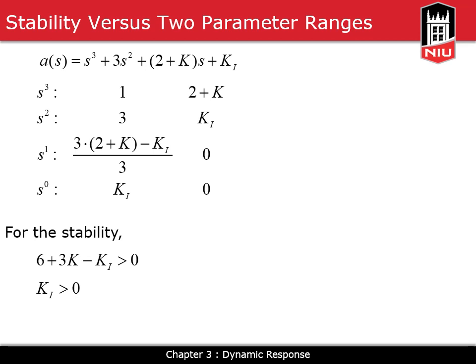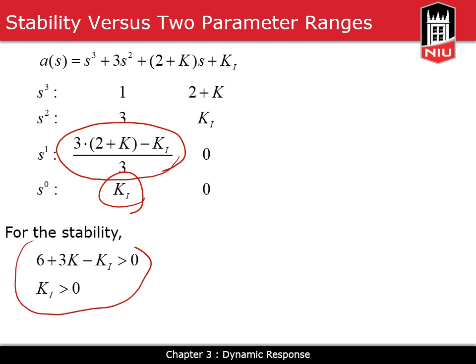Two conditions are given. This term must be positive, which means its numerator must be positive. And this must be positive, which means Ki has to be positive. So two conditions. Here's how we get the conditions of stability. We have one condition only in terms of Ki, which says Ki has to be greater than 0. The other one relates both K and Ki together for this problem. So that means Ki has to be anything greater than 0. Anything greater than 0 for Ki works.